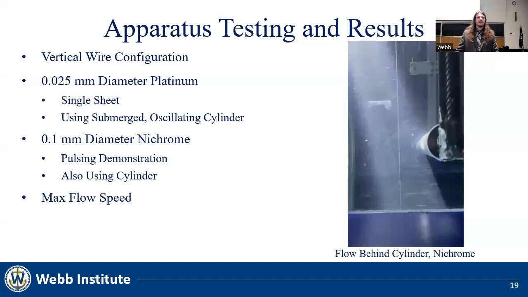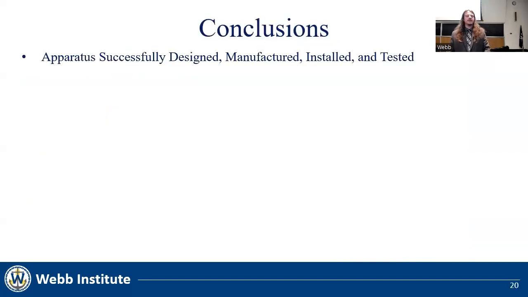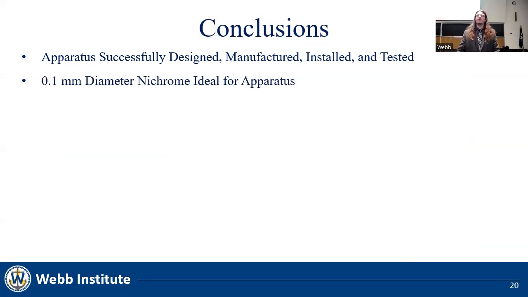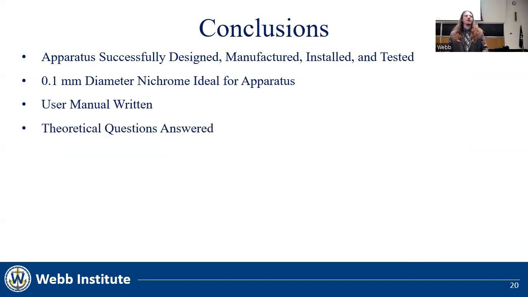Some conclusions regarding my thesis include that the apparatus was successfully designed, manufactured, installed, and tested, but the lighting turned out to be much more important than I had originally thought. The 0.1 millimeter diameter nichrome wire appeared ideal for use with my apparatus, as it's about 16 times stronger and 1/40th of the cost of the platinum wire, yet produces very comparable results. A user manual was written that details the design, installation, and usage of the apparatus, and theoretical questions were answered, specifically regarding chemistry and the drag and buoyancy analysis.